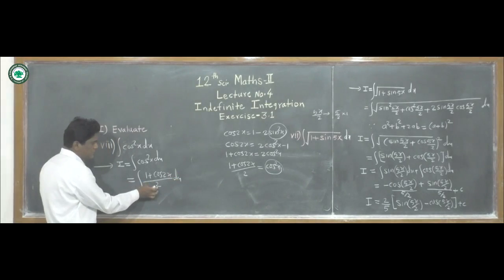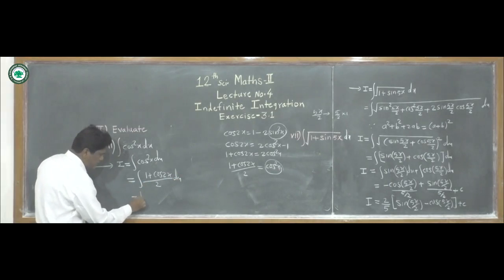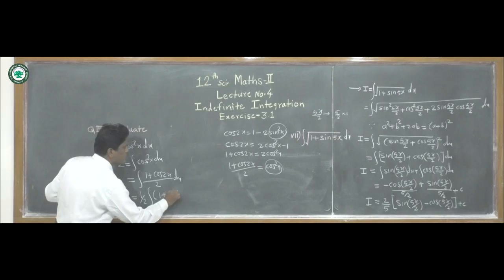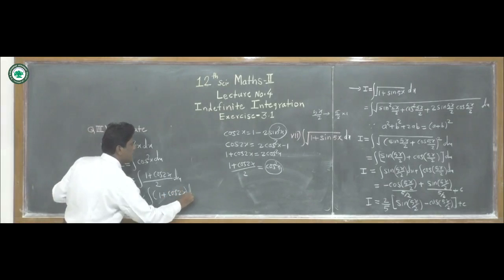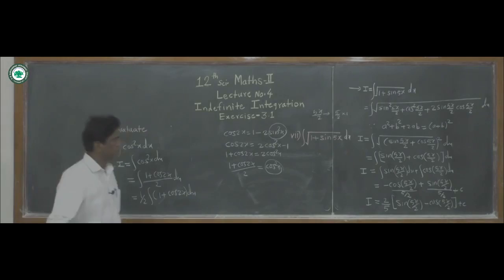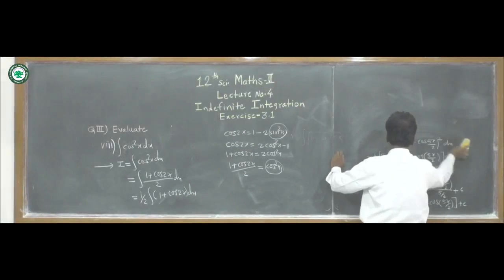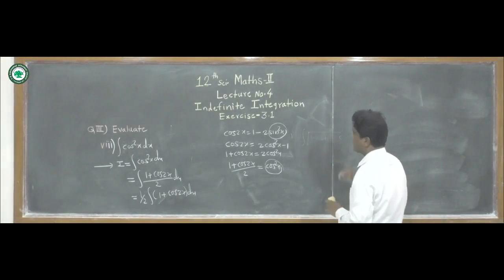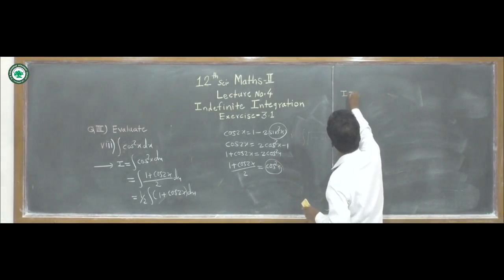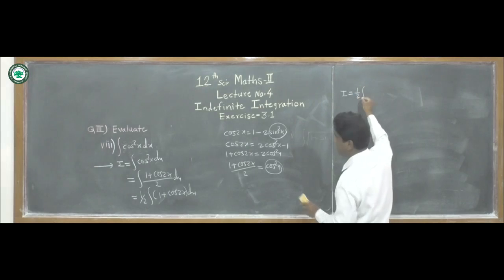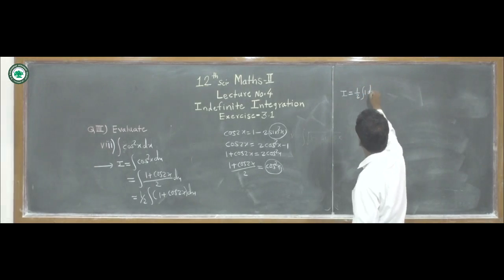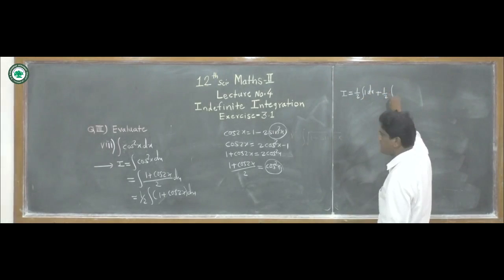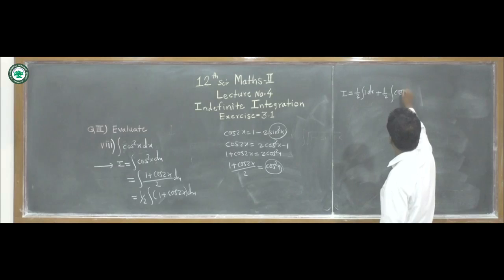Now take this 2 outside the integral. So 1/2 into the integration of 1 plus cos of 2x dx. Now separate the integration, with the 1/2 constant. So the required integral I is equal to 1/2 into the integration of 1 dx plus the constant 1/2 into the integration of cos of 2x dx.